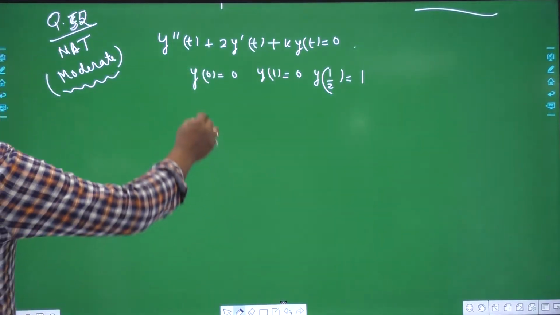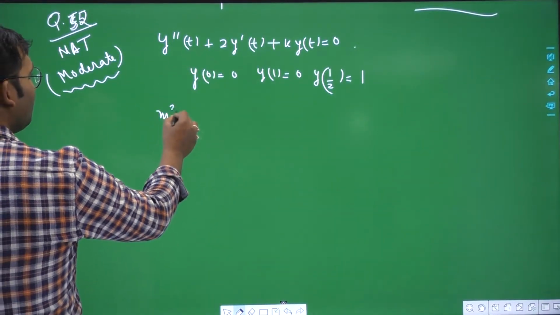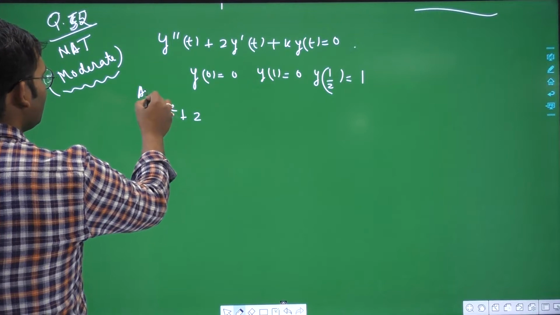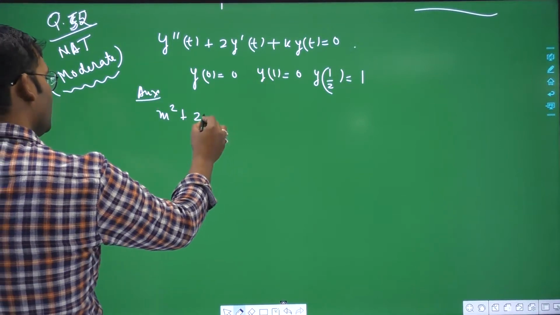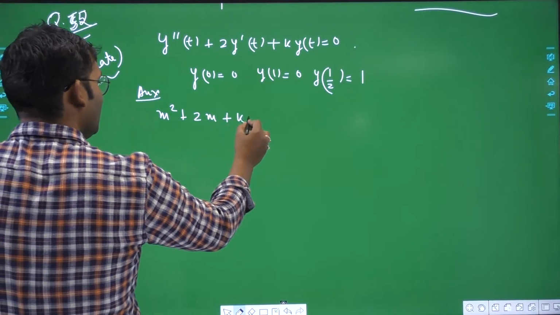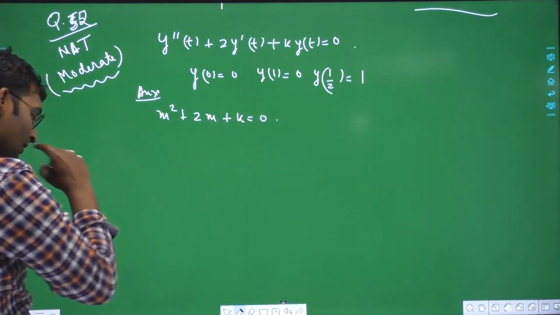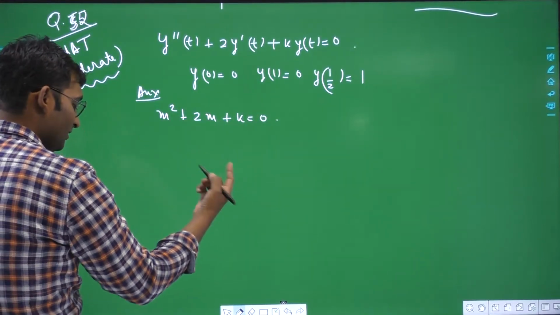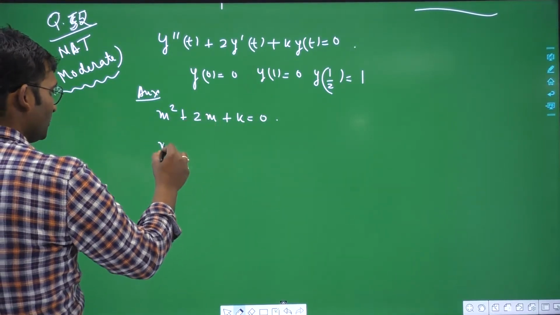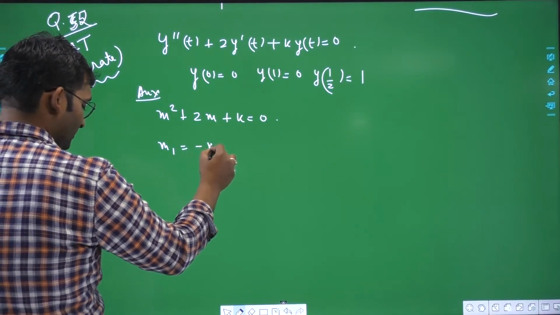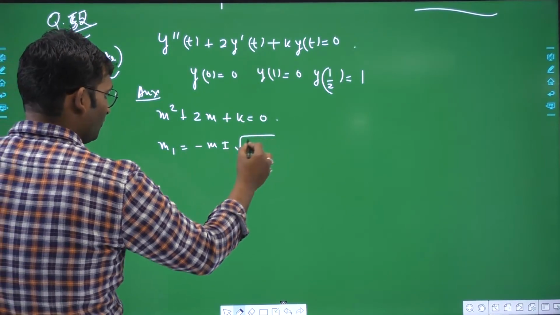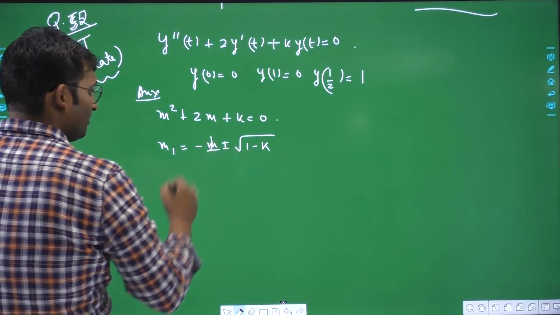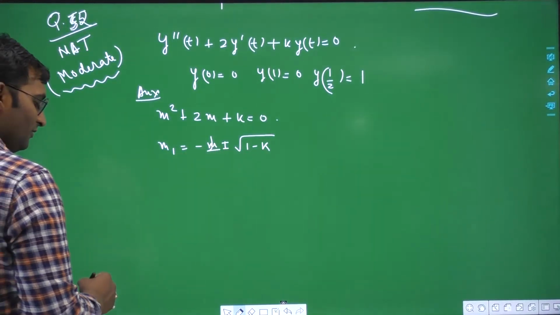So देखिए, इसके लिए ऑक्सिलरी इक्वेशन क्या होगी? तो गिवन ऑक्सिलरी इक्वेशन विल बी m स्क्वायर प्लस 2m प्लस k इक्वल टू 0. ओके, और अगर इसके पास सोल्यूशन है देन एक बार इसके रूट्स पता कर लेते हैं. सो m1 विल बी इक्वल टू माइनस 1 प्लस माइनस रूट ओवर 1 माइनस k.